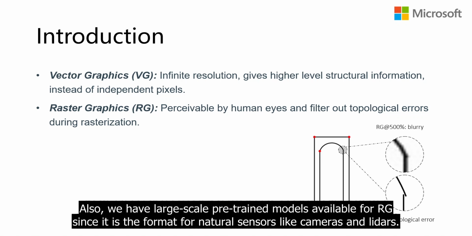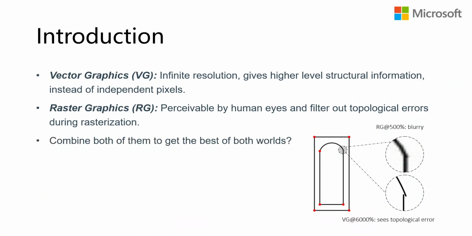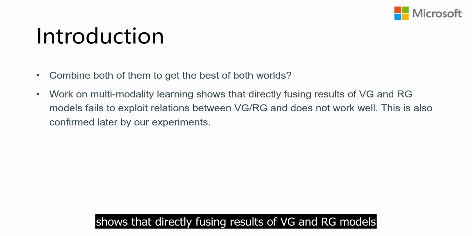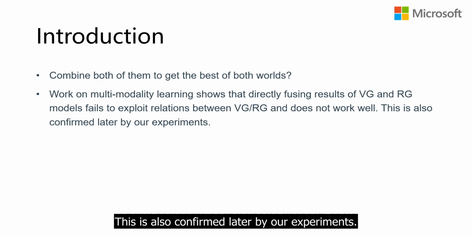Also, we have large-scale pre-trained models available for RG, since it is the format for natural sensors like cameras and lidars. So it is best to combine both formats to get the best of both worlds. But how? Recent work on multimodality learning shows that directly fusing results of VG and RG models is likely to fail to exploit relations between VG and RG, and thus does not work well. This is also confirmed later by our experiments.